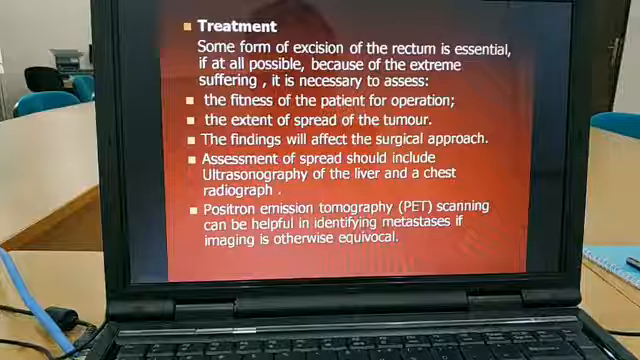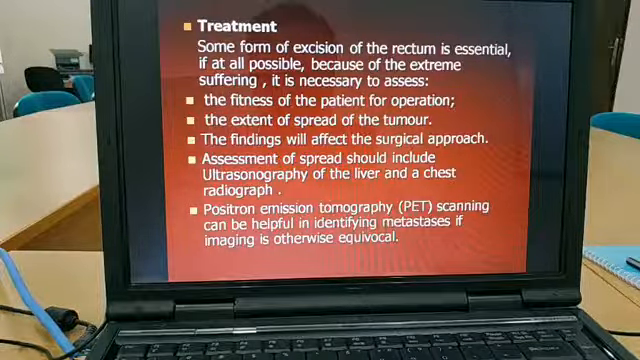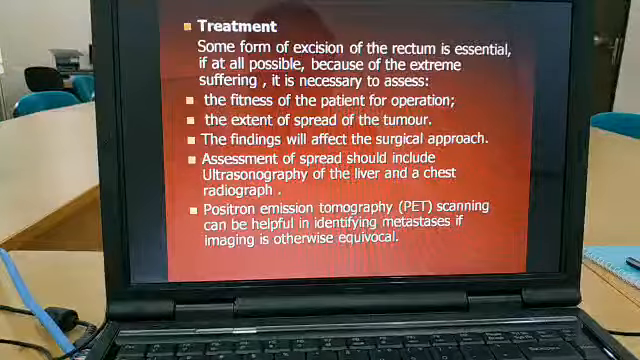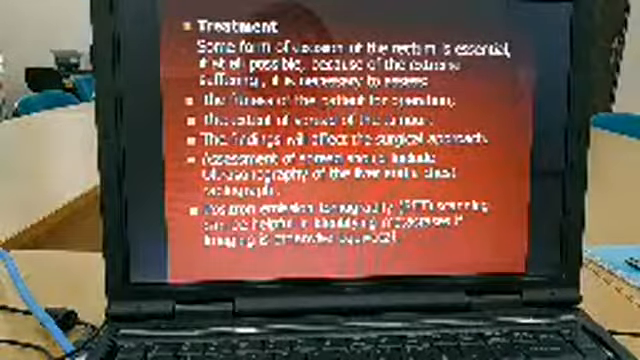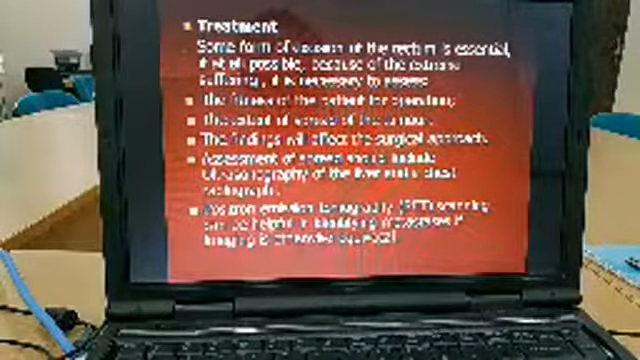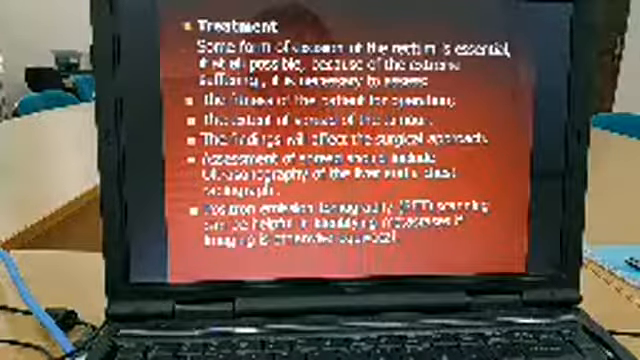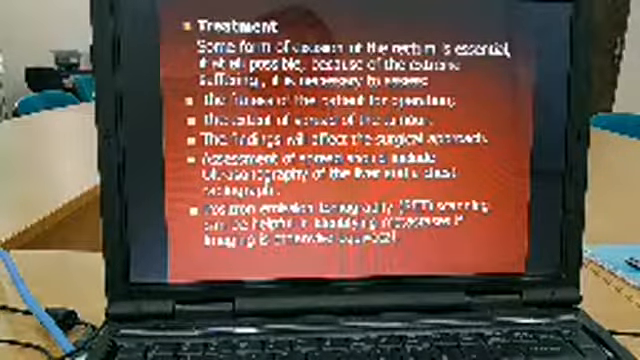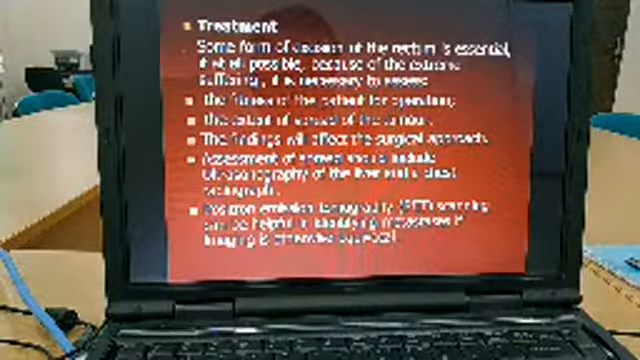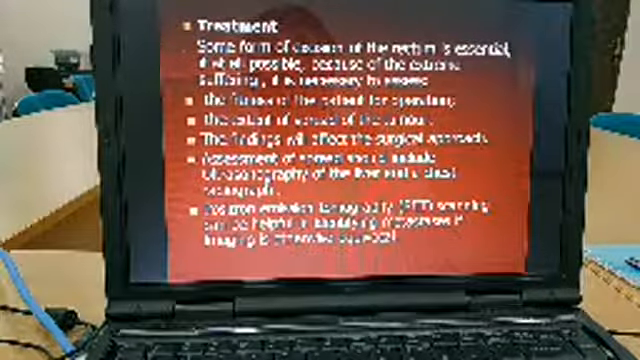The assessment of the spread includes liver and chest radiograph. You can go for PET, that is positron emission tomography, which can be helpful in identifying metastasis if imaging is otherwise equivocal. So basic treatment is the excision. Excision of a benign tumor and excision of a malignant tumor is a little bit different. In a benign tumor, a simple excision is enough. But for treatment of a malignant tumor, it is excision with a clear margin.